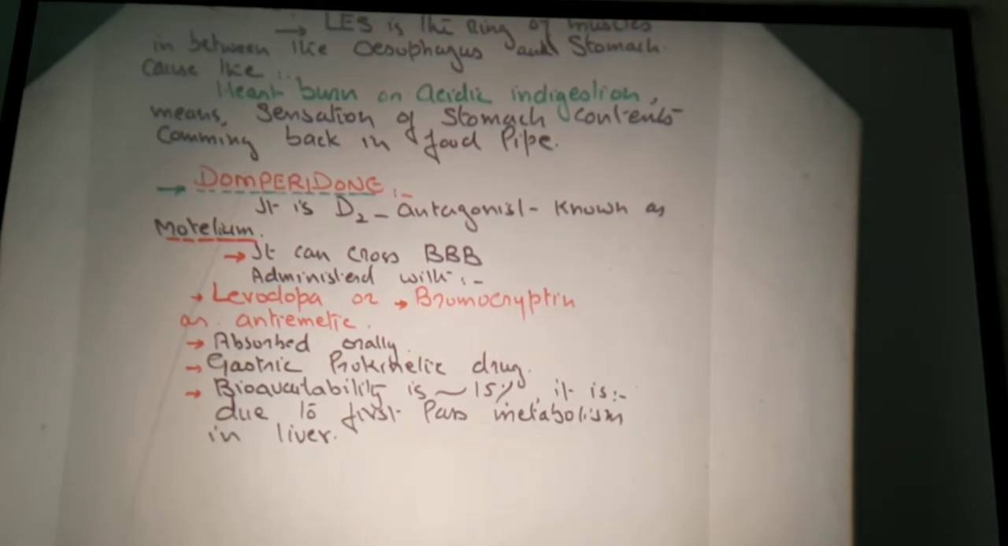It can cross the blood-brain barrier because it is lipid soluble. So that's why it can cross the blood-brain barrier. That is, motilium can cross the blood-brain barrier. Administered with levodopa or bromocriptine as antiemetic. Absorbed orally. Gastric prokinetic drugs.